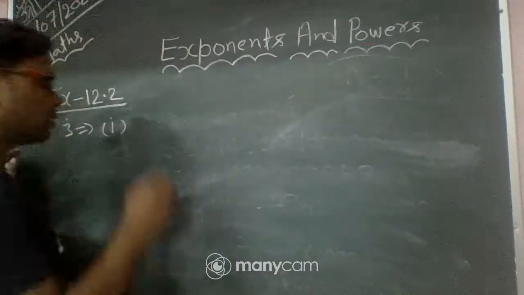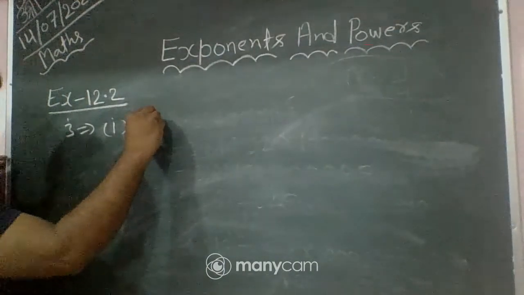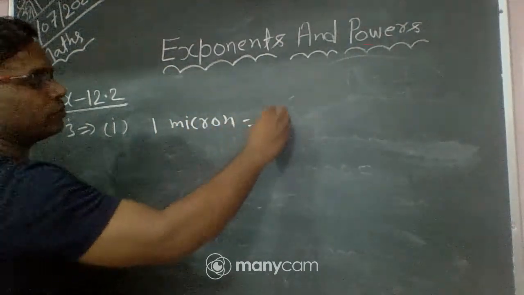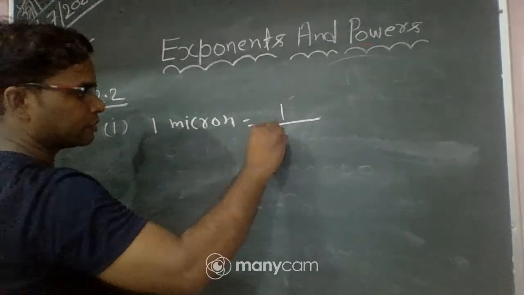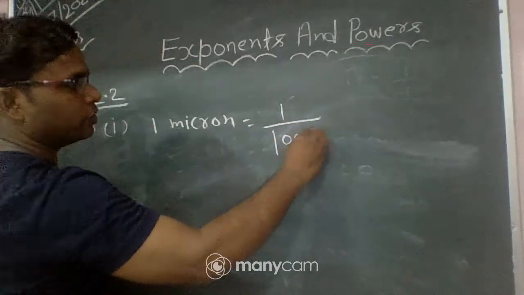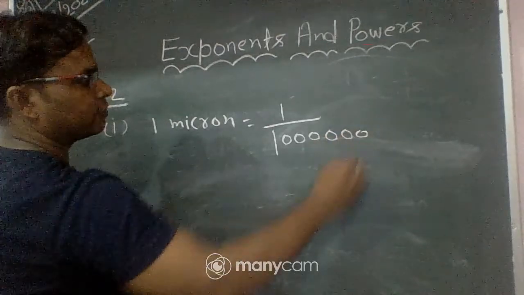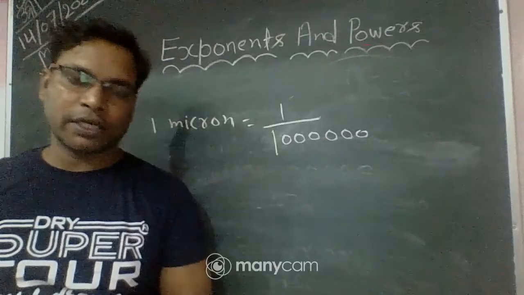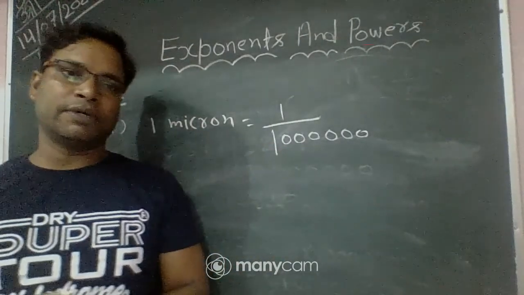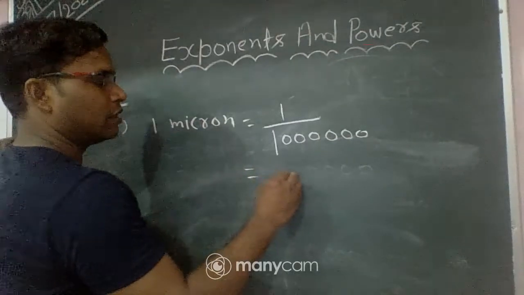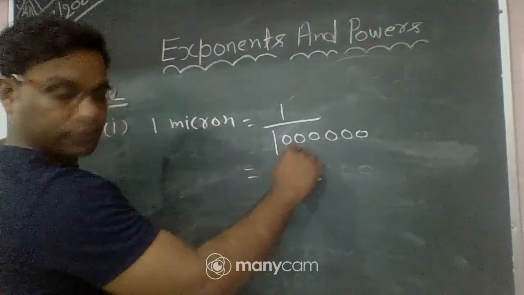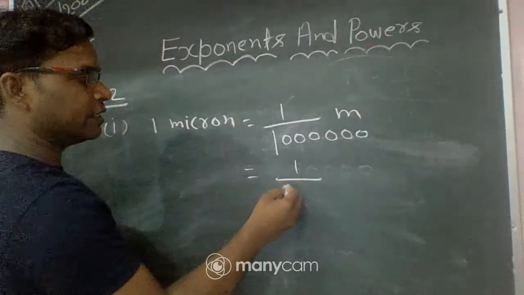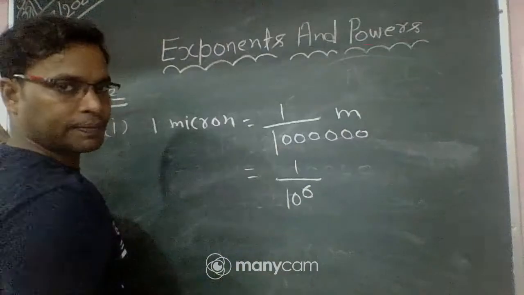Now we are going to discuss question number 3 of this exercise. This is given: 1 micron is equal to 1 by 10 lakh, that is 1 by 1, 2, 3, 4, 5, 6 zeros. We write it in standard form. So you can write it as 1 upon 10 power 6 meter.